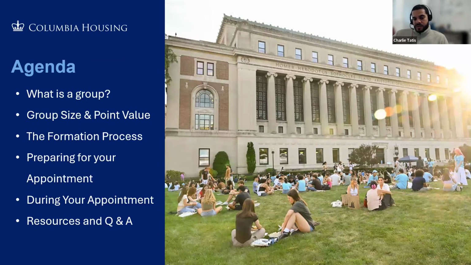Let's go over the agenda real quick. Today's presentation is going to be about 20 minutes long. We'll start with an introduction to groups and review how a group's point value is calculated. Then we'll talk about how groups are formed and the difference between group leader and group members. Next, we'll share insights to prepare you for your appointment and go over what to expect when it's time to select. At the end, we'll open the floor for Q&A.